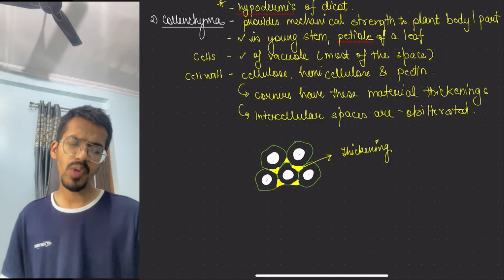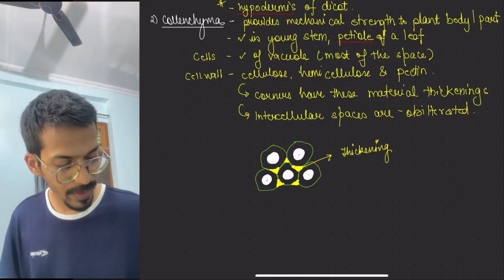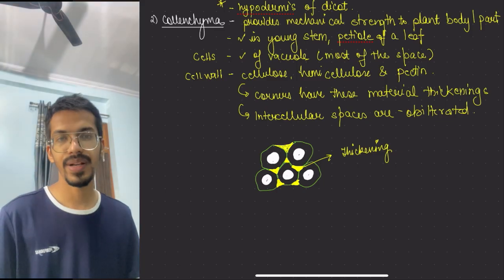Or we call it thickened corners of the cells. Everywhere it will be there. Here also it will be there. Of course I didn't draw it, but it will also be there. So like this it will be present.